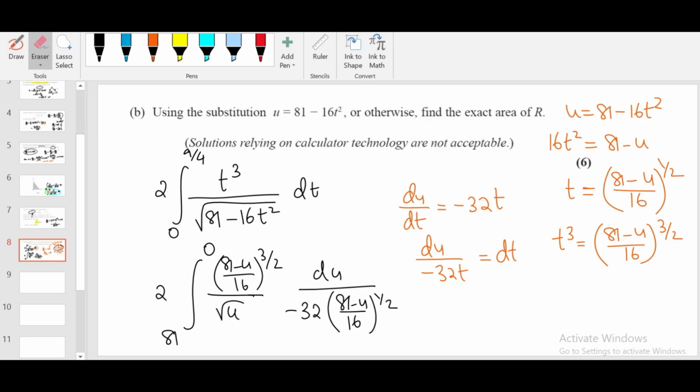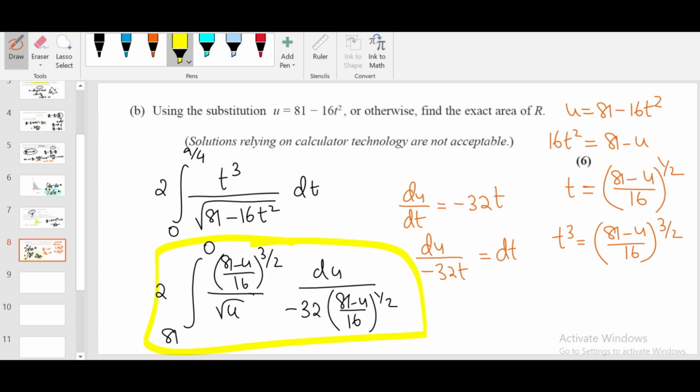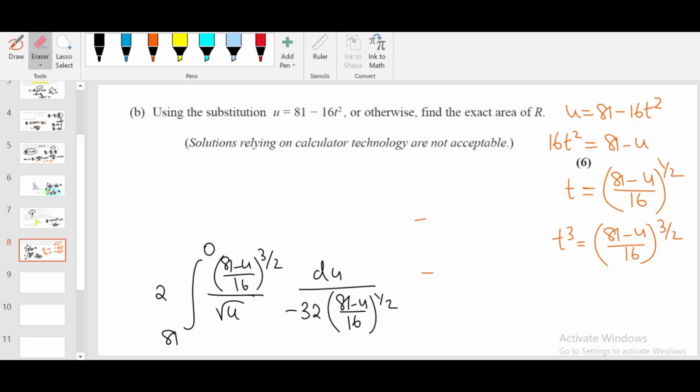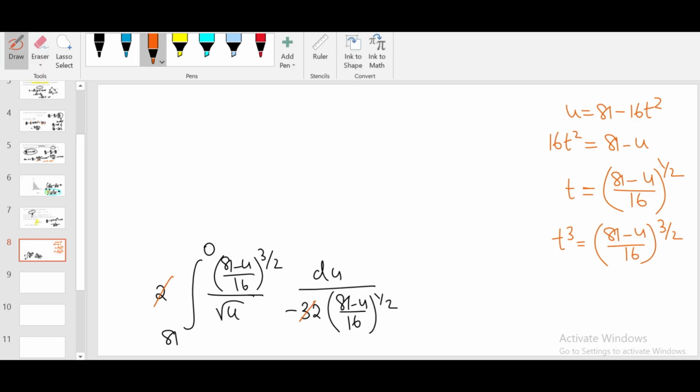So we have converted everything in terms of u already. We need to simplify it carefully and then integrate it. So first, let me rub this off. First I can cancel this, I will get negative 16. So minus 1 over negative 16 integral 81 to 0.